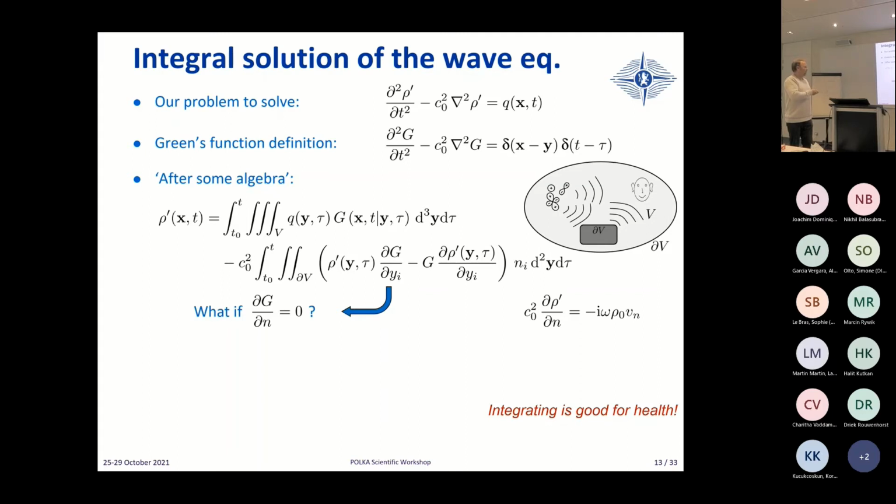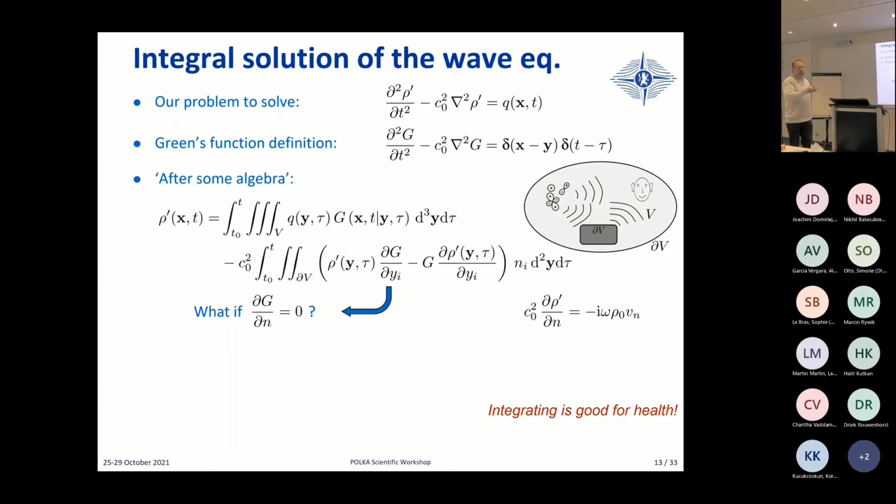And if dG/dn is equal to zero, then it eases our life a lot, because then we don't need to know the unknown field on the reflected surface anymore, right? So the contribution in here becomes automatically zero. Otherwise, if you don't have this, it means that in order to know your solution in here, you must first know your solution in here.